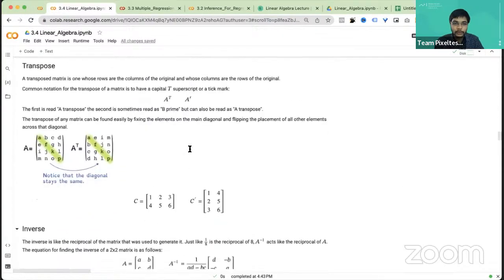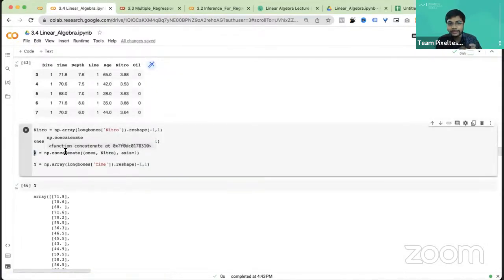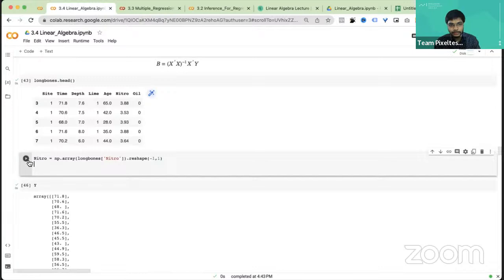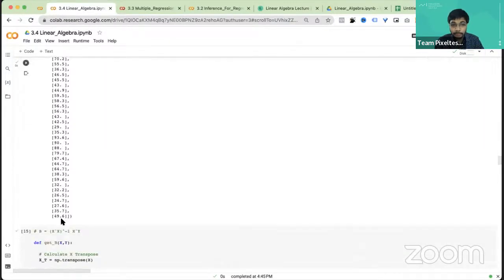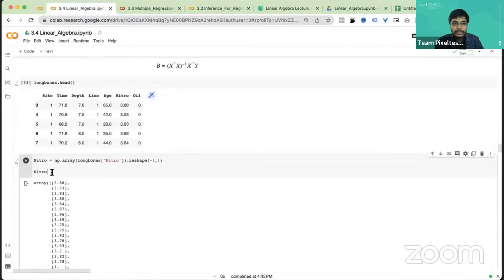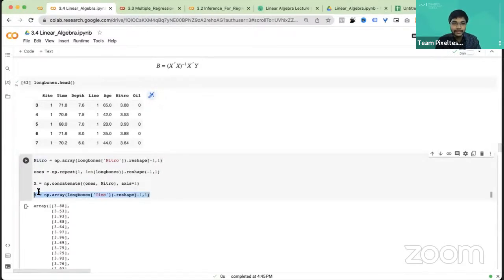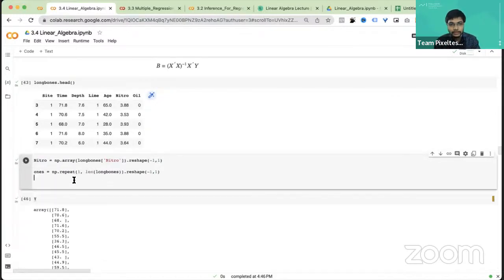here is trying to make that in an array format, right? In a data frame. So what we have done here is, first we have taken nitro. I'm just going to go step by step. I'm going to print nitro here. Now you got all nitros in one column, right? Then we've got all ones, because we need ones in our matrix. So I'm just going to print ones.